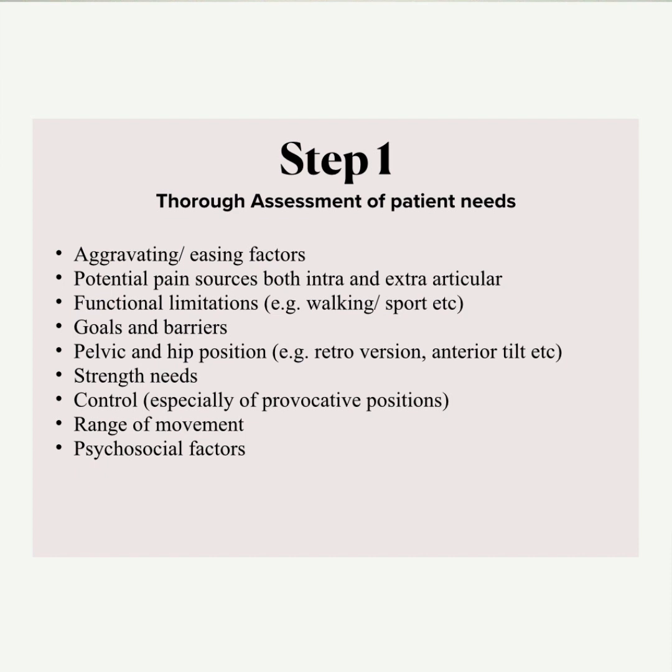Plus, as part of assessing anatomy, we want to have a look at things like their pelvic and hip position. Are they very retroverted? Do they like to rest in very anterior pelvic tilt, etc.? And then we're going to go on to assess strength, control, particularly provocative positions, their range, which is often more because they're hypermobile in some cases, and also psychosocial factors, particularly beliefs and things around the condition. So this is, with every patient, such an important first step.